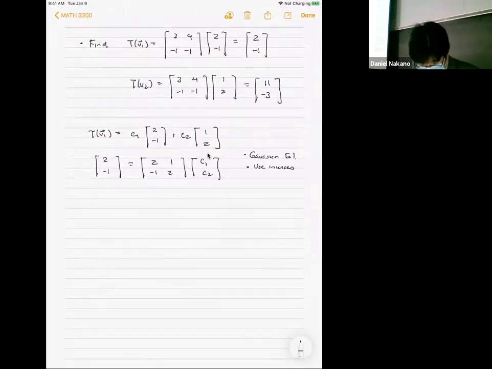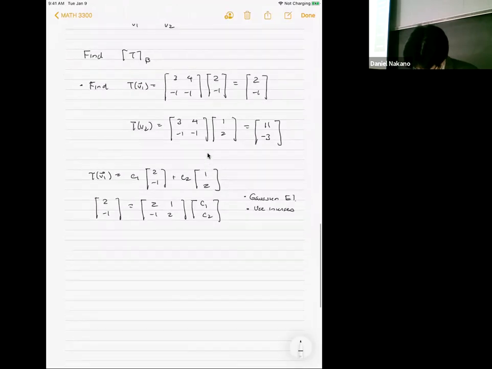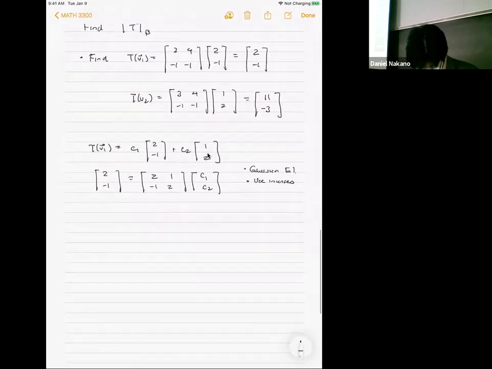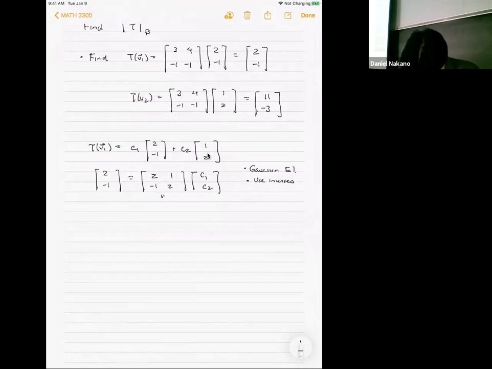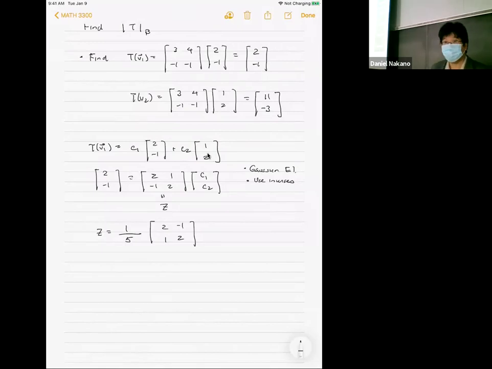So let's just find the inverse here. Let's call this matrix, I don't know, let's call it Z. So what is Z inverse? It's 1 over the determinant, that's going to be 5. A and D get switched, and you negate these two. So that's the 2 by 2 inverse.